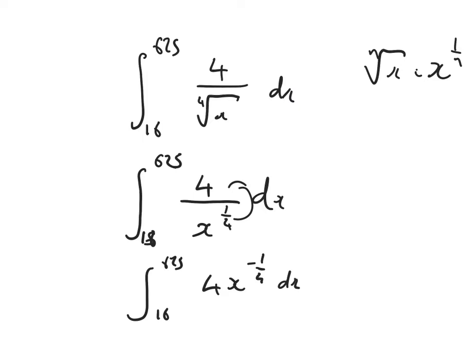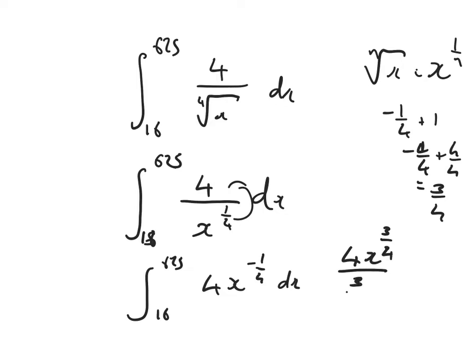I'm now going to look to integrate by adding 1 onto the power and dividing by the new power. So minus 1/4 and adding on 1, so that's minus 1/4 plus 4/4, which is 3/4. So that's now 4x to the 3/4 divided by my new power, which is 3/4 between 625 and 16.